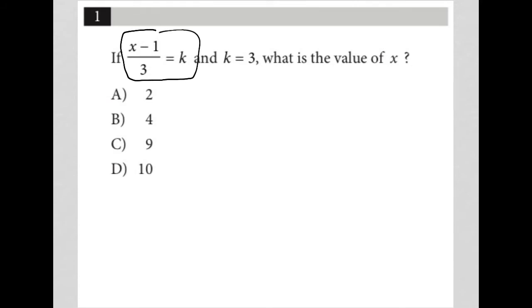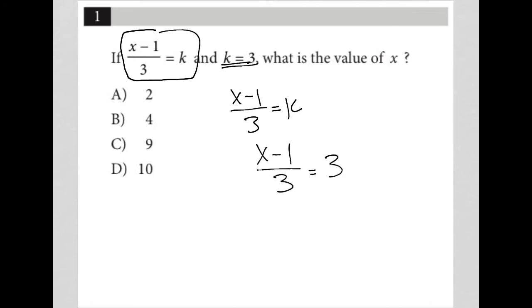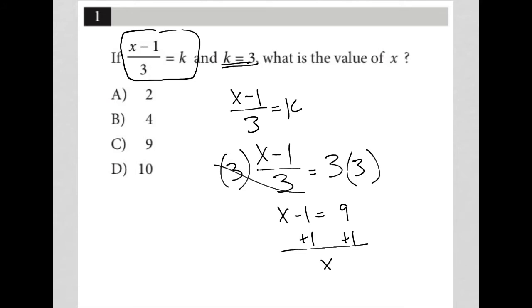x minus 1 over 3 is equal to k. Now the challenge with (x minus 1) over 3 equals k is that we cannot simplify it because we don't know what k is. But the question tells us that k is 3. So once we fill in the information provided by the question, we can now simplify. I simplify by multiplying both sides by 3. My 3's are now gone. I'm left with x minus 1 equals 9. I can add 1 to both sides, and I get x equals 10.